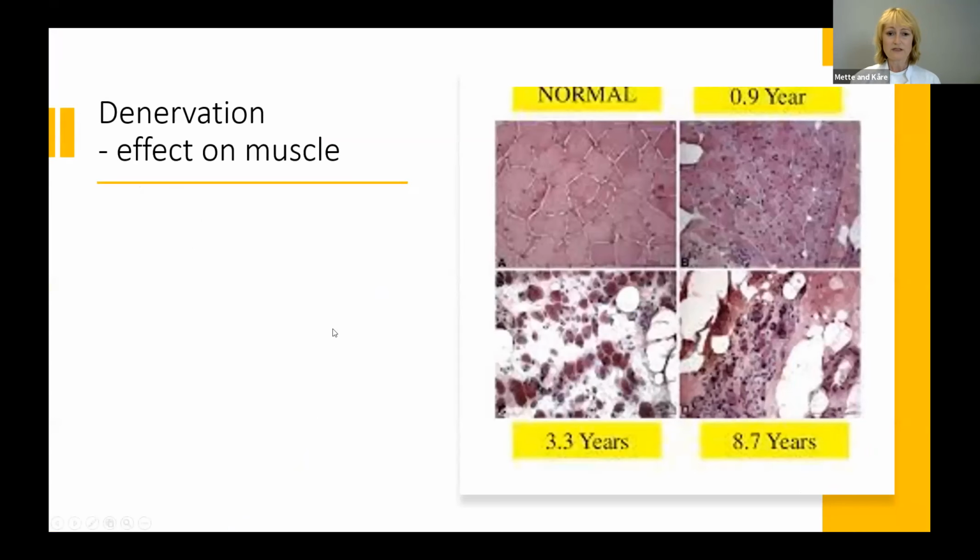I just wanted to remind you of these things. You have a normal muscle here, and the effect of denervation after less than a year, and what happens in this area between about a year and more than a year. You have irreversible damage here. There's no hope that this is going to work, even if you manage some kind of reanimation.